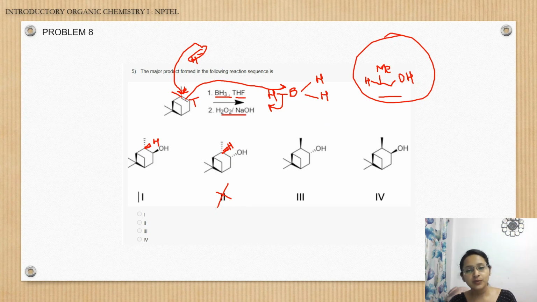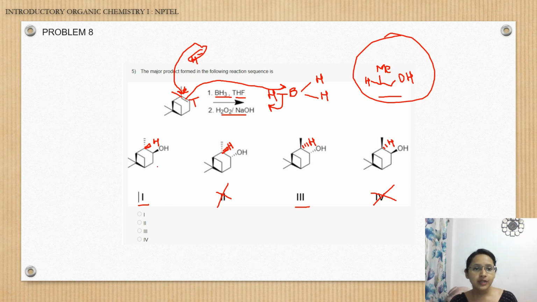So coming to option number 3, here the stereochemistry of hydrogen and the OH is syn. So it could be our possible product. Now coming to option number 4, again here the hydrogen is below the plane but the OH is above the plane. So the stereochemistry is anti, so it could not be our product because the addition is syn. So amongst 1 and 3, our product can be 1 or 3.